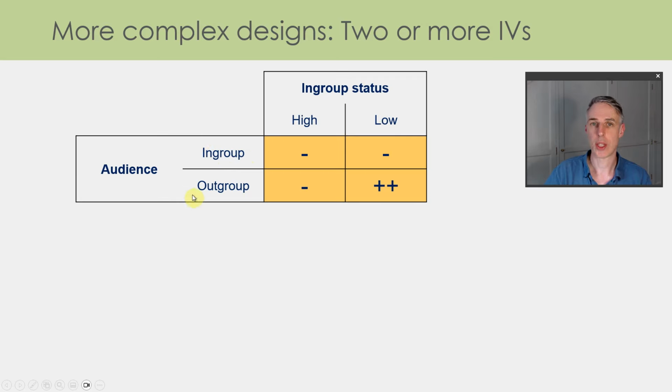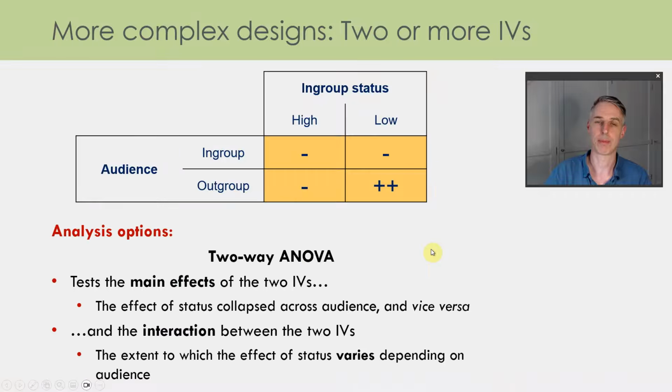In contrast, when they're addressing an out-group audience, we expect to see that effect of status really kick in. Okay, we're expecting to see a difference in terms of perceived conflict, where perceived conflict is higher in the low status condition than the high status condition. Importantly, that's only happening in the out-group audience condition, not the in-group audience condition.